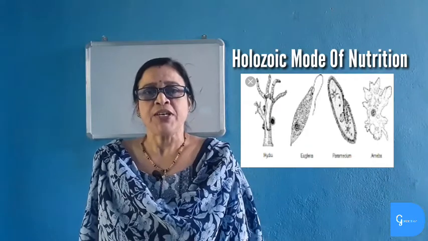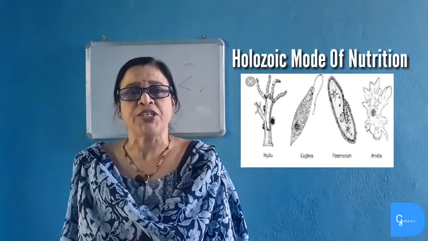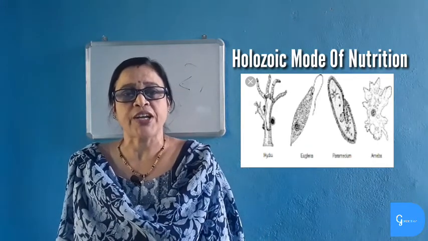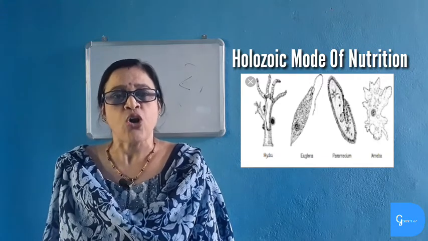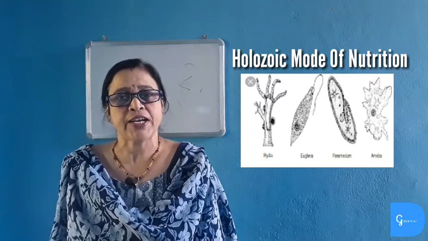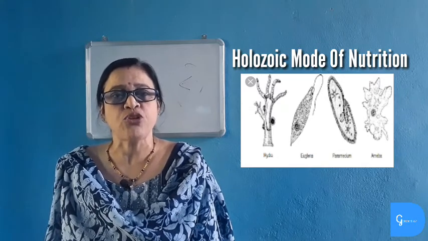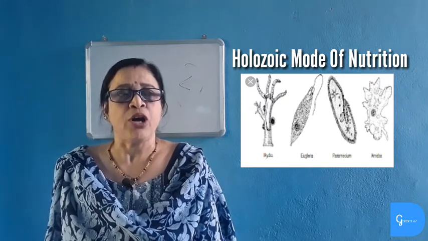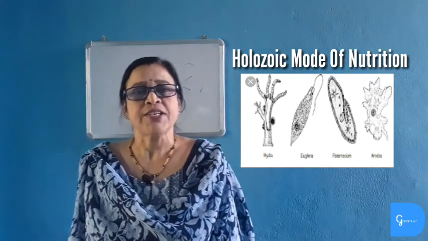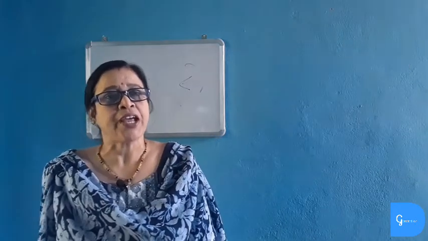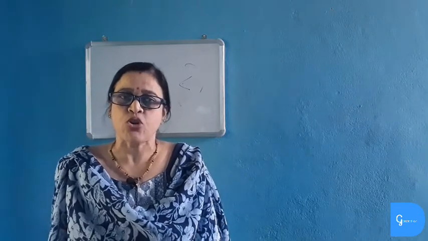In paramecium, cilia are found all over the body. These cilia cause water current and drive the food particles towards the mouth of the organism. In hydra, tentacles are present which drive the food towards its mouth. In holozoic mode of nutrition, we find that there is a mouth and anus-like structure which are absent in parasitic and saprophytic mode of nutrition.